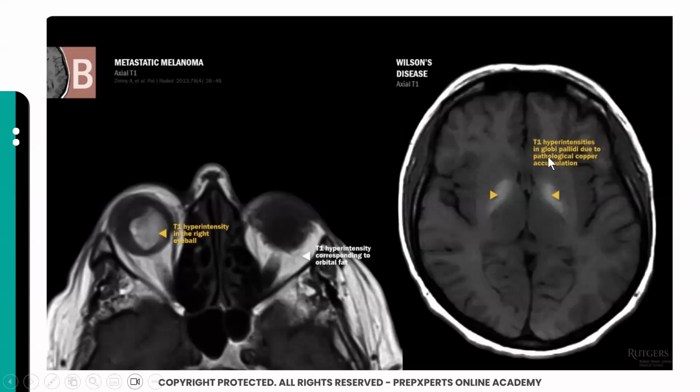So you can see T1 hyperintensities in the globus pallidi, basal ganglia. And this is due to copper accumulation in Wilson's disease. So in Wilson's disease, basal ganglia will show hyperintensity, as will melanoma mets. They will have given you some history to understand whether it's due to iron accumulation, mets, protein or fat, to get you to the diagnosis whenever they're asking you about something that is T1 hyperintense.